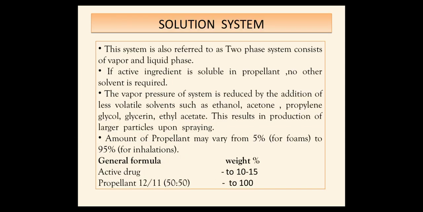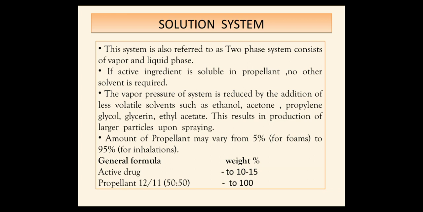Solution system. This system is also referred to as a two-phase system, consisting of vapor and liquid phase. The active ingredient is soluble in the propellant and no other solvent is required. Vapor pressure of the system is reduced by addition of less volatile solvents such as ethanol, acetone, glycerin, etc. This results in the production of large particles upon spraying. Amount of propellant may vary from 5% to 95%.